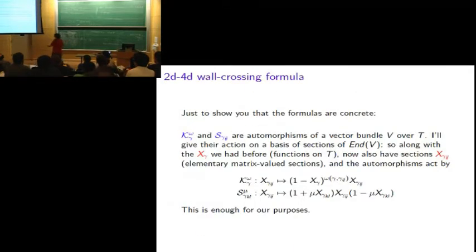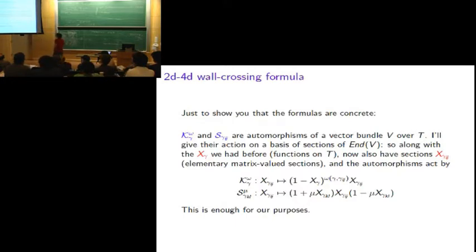So I want to show you that the formulas are as concrete as the formulas before. So this K and S, as I said, are automorphisms of some combined structure, which is a vector bundle over a torus. You can write down their action concretely on a basis of sections of the endomorphisms of the torus. So you have the x gamma that we had before. Those were functions on T.